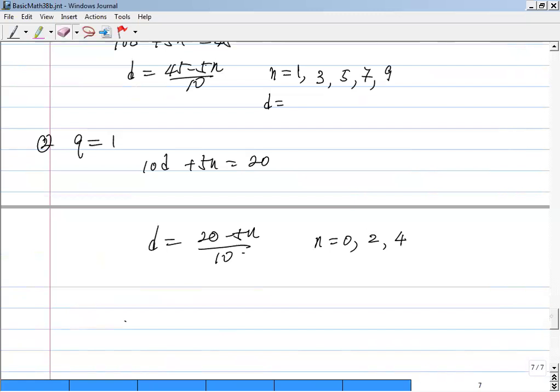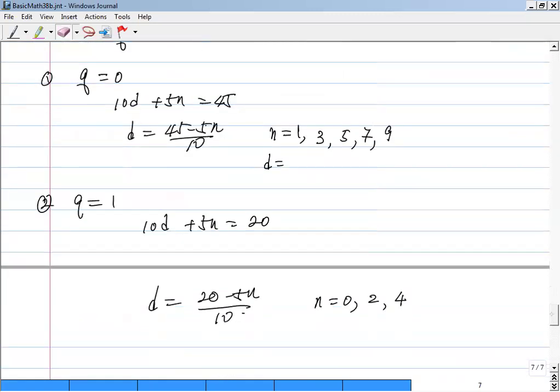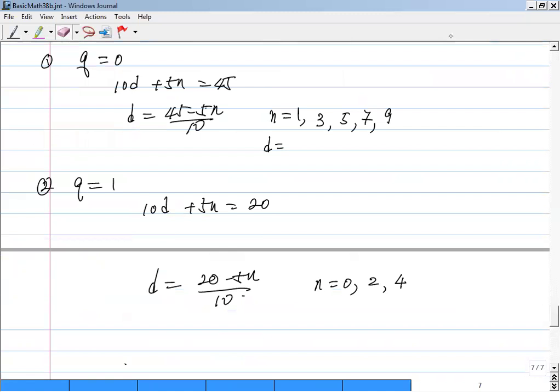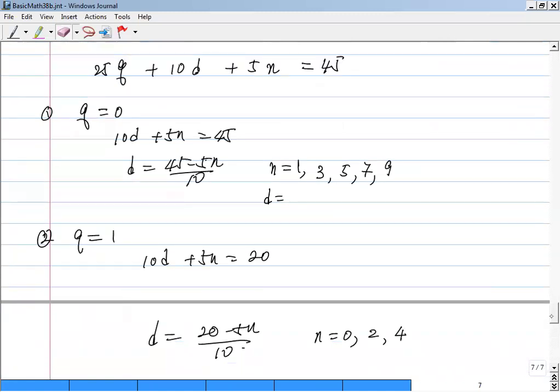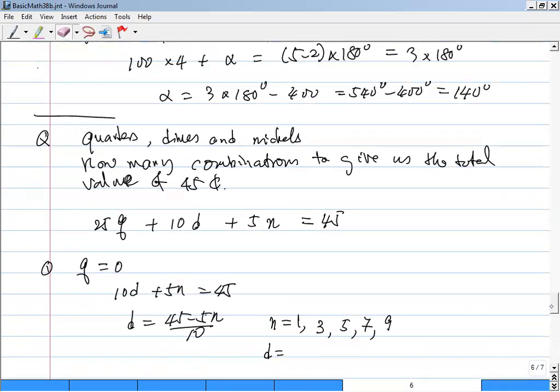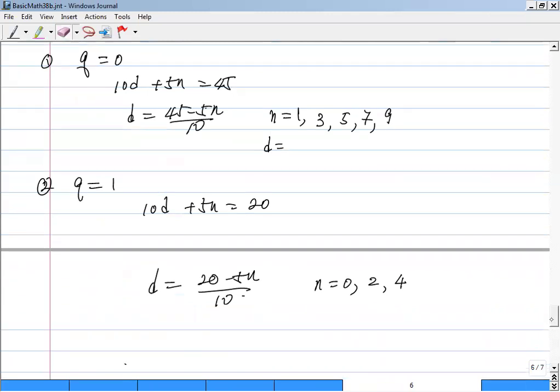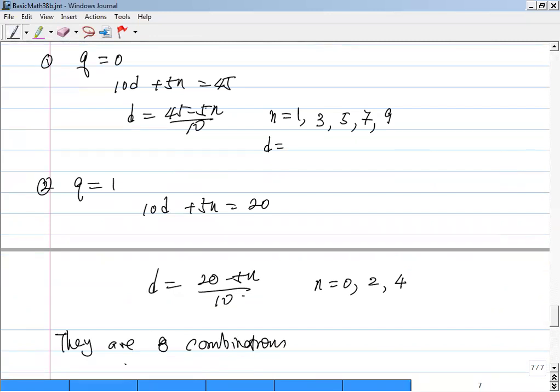So how many in total? You have 3 for q equals 1, and 5 for q equals 0. So 5 plus 3 is a total of 8 solutions. The 8 combinations. All right.